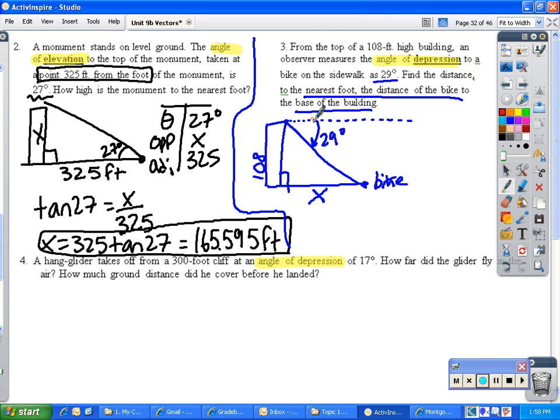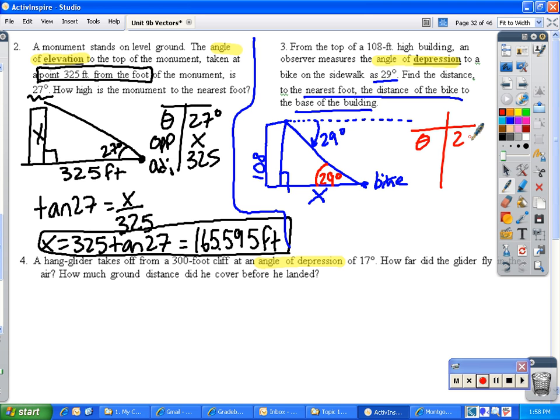So if this observer has to look down 29 degrees, this bike has to look up 29 degrees. So I know that this angle is also 29 degrees. Do not mistake that with this angle in here. This angle in here is not 29 degrees. It's 90 minus 29 degrees. Okay, now that we've established that this is the 29 degree angle, I'm going to write my know chart.